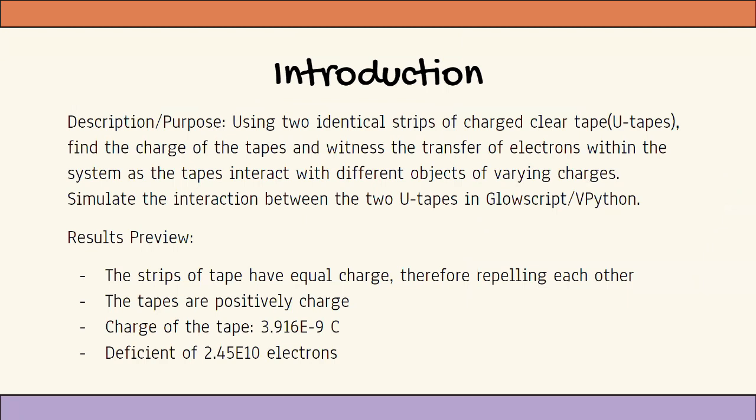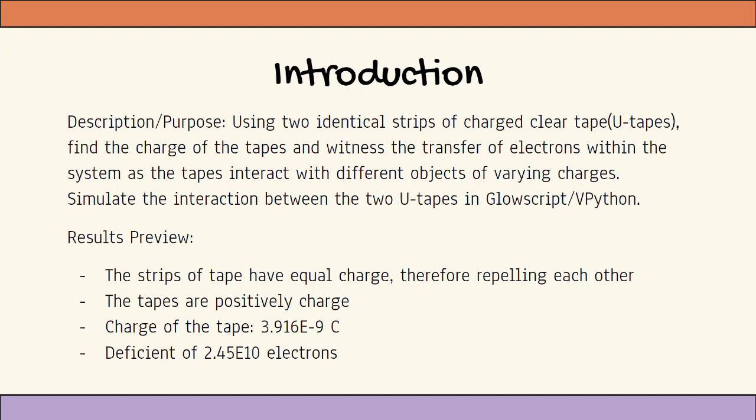So for the introduction, the purpose of this lab is to use two identical strips of charged clear tapes, U-tapes, find the charge of the tapes, and witness the transfer of electrons within the system as the tapes interact with different objects of varying charge. We also need to simulate the interaction between the two U-tapes in GlowScript/VPython.